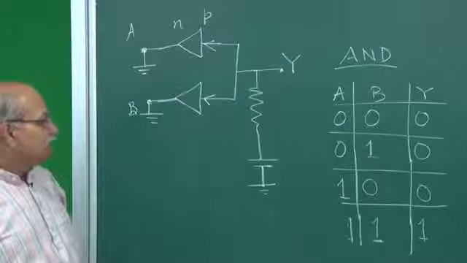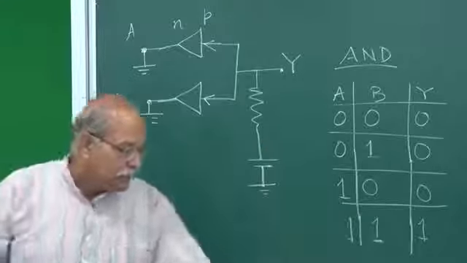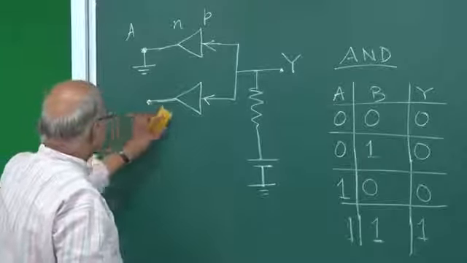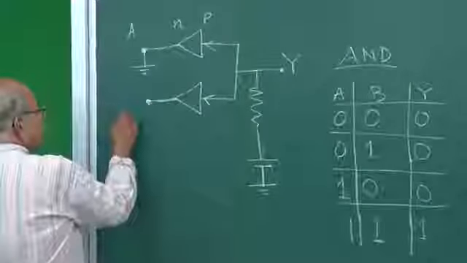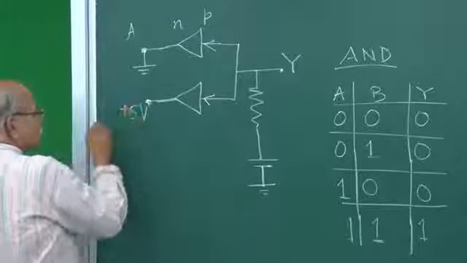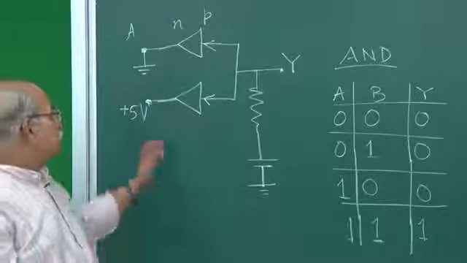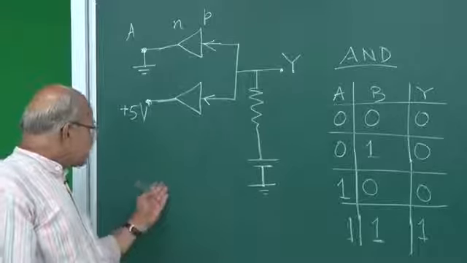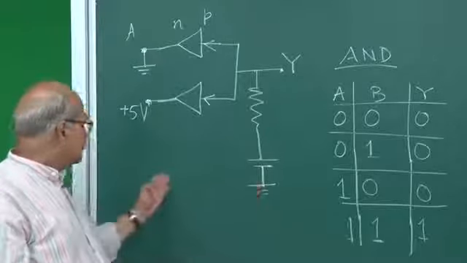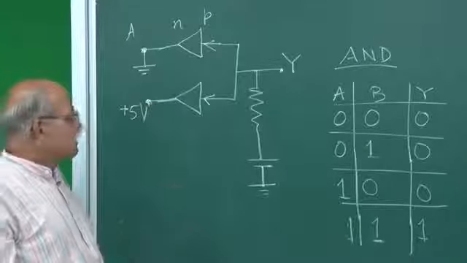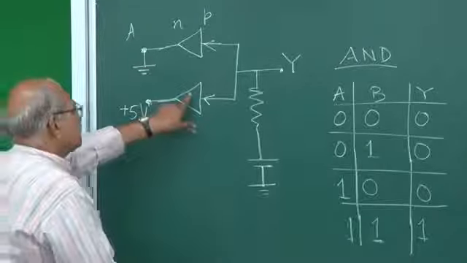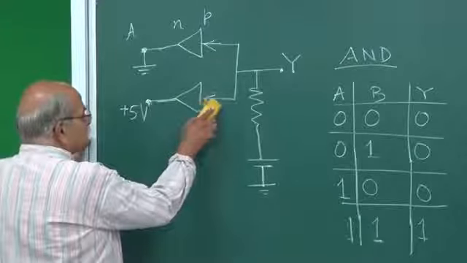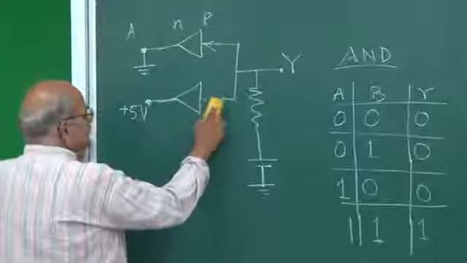And then what happens if A is 0 and B is 1? A is 0 means A remains grounded, but now B is at 5 volts, let us say 5 volts. So if we have put 5 volts here, that means we have put another battery here, and that battery is connected to this negative here, and this is a plus 5 going that. So what happens? This becomes reverse bias. You have put full 5 volts here. So no current through this.